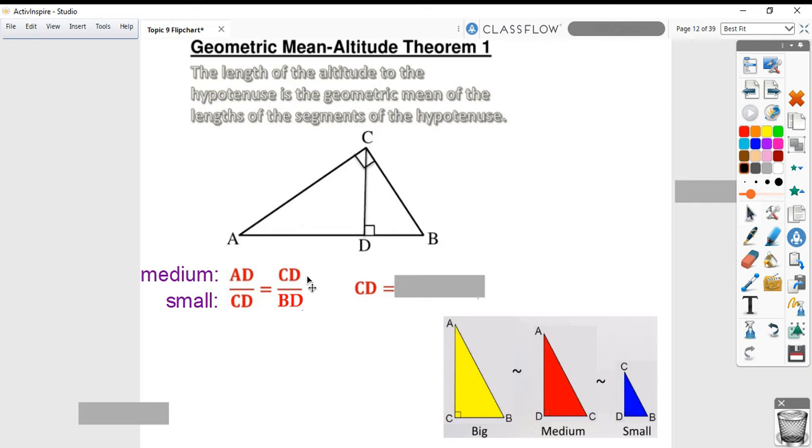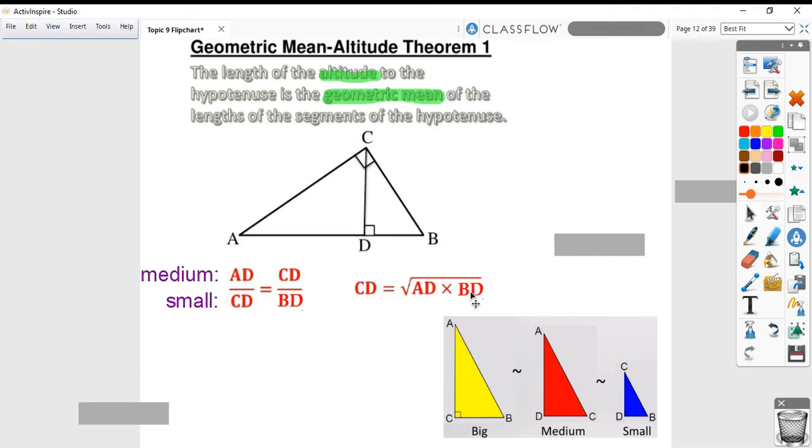Now, what this does for us is we can find the actual length of this thing by using this theorem and what we call the geometric mean. This theorem says that the length of the altitude, that line that we drop down right here, CD, is what's called the geometric mean. And finding the geometric mean of a pair of numbers is really very simple. You just take those two numbers, multiply them, and take the square root.